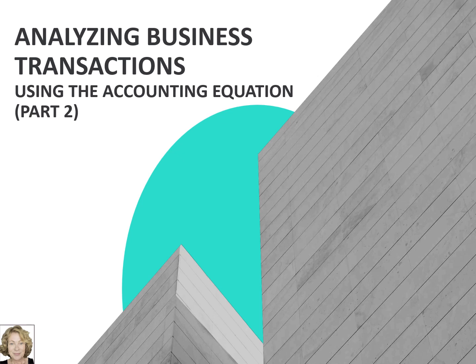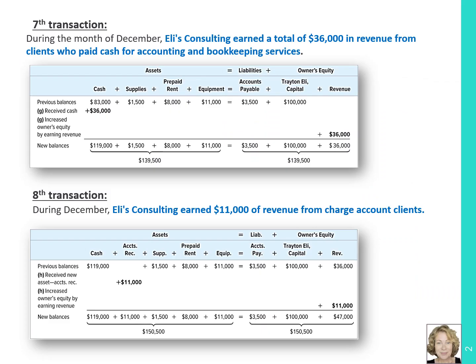In this video, we'll continue to learn about analyzing business transactions using the accounting equation. As we continue with the analysis of business transactions for Eli's Consulting, we're now looking at two new categories, revenue and expenses. Revenue or income is the inflow of money or other assets that results from the sales of goods or services or the use of money or services.